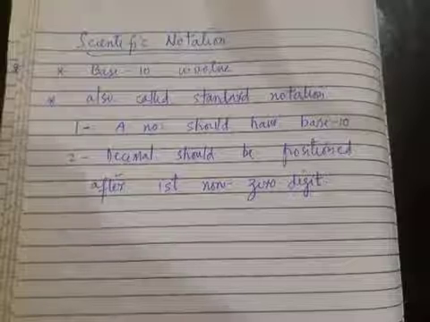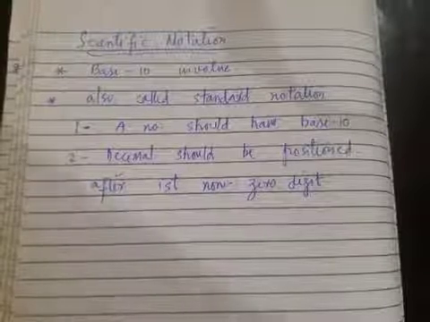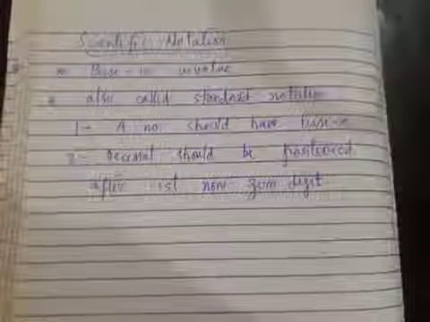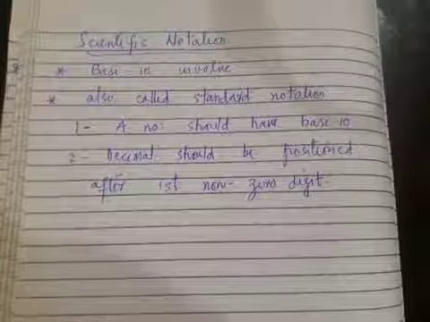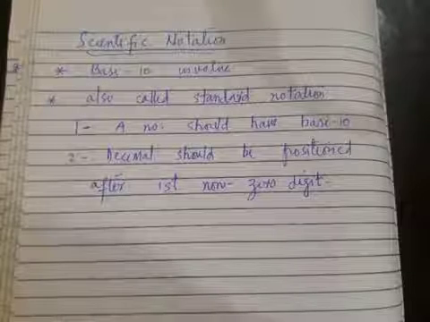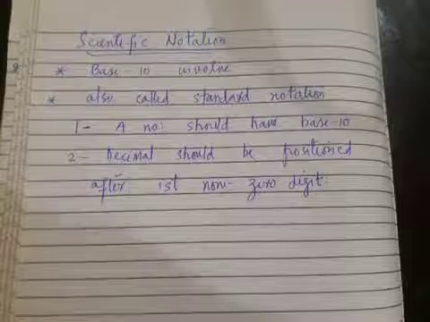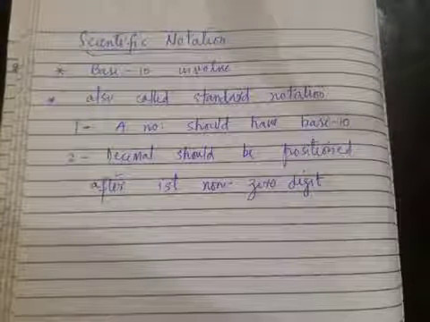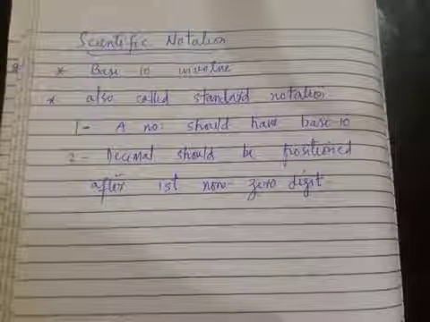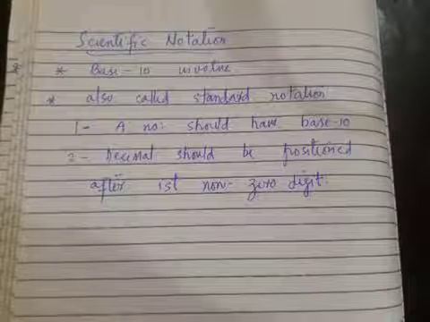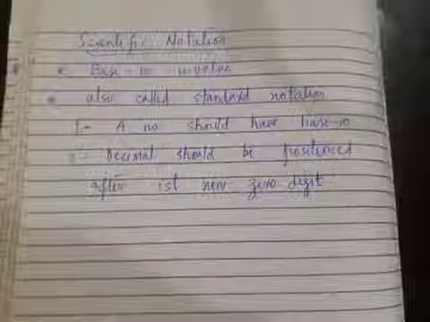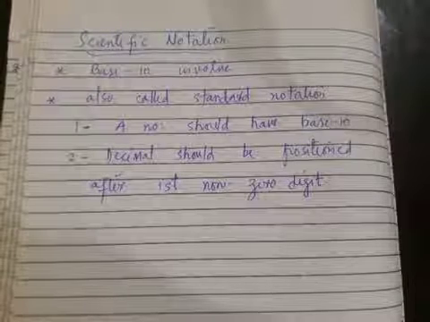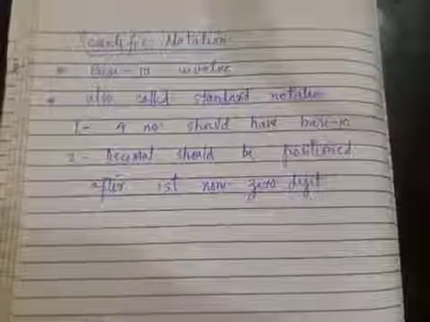Scientific notation. Basically, this chapter is all about the techniques and methods to study physics. So, scientific notation is the continuation of those techniques. It is one of the techniques. It involves the numbers that have base 10. For that reason, we also call scientific notation as standard notation.